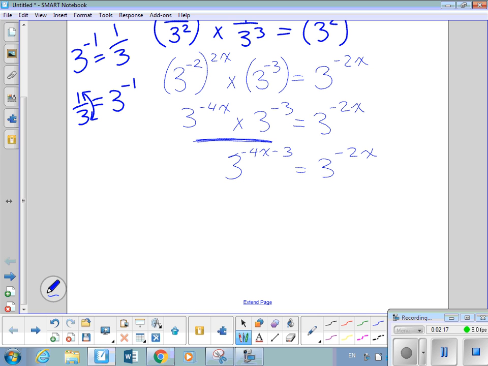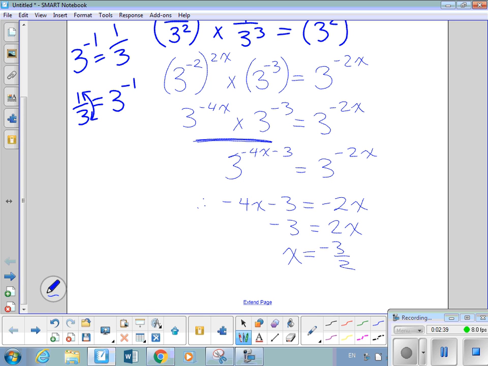My bases are the same, we're equal, therefore I know the exponents must also be equal, so I set them equal to each other. And I'm going to add 4x to both sides, and then I'm going to divide both sides by 2, and so I end up with x is negative 3/2.